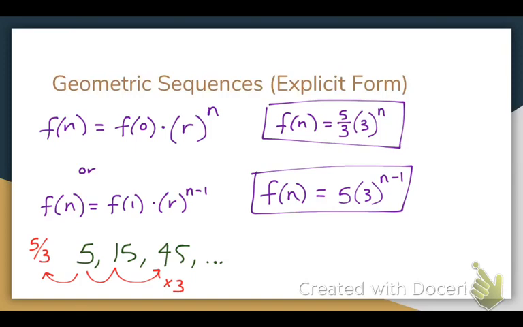And again, notice how we're replacing all this. F of 0 gets replaced by what the initial term is. F of 1 gets replaced by the first term. R gets replaced by 3 in both of these. So in explicit form, you shouldn't have an f anymore over there in your equation. I mean, of course, you have f of n equals, but on the right-hand side, you don't have an f anymore. The whole f of 0 is the entire first term, and it replaces that entire f of 0.